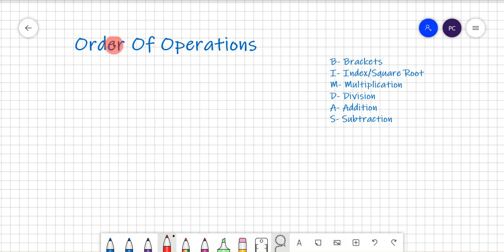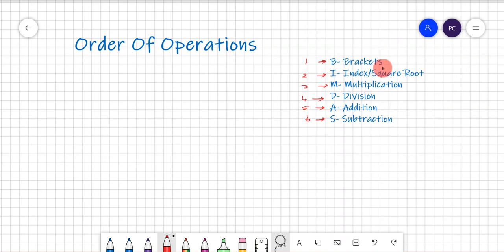So order of operations tells us, when we're doing arithmetic, which operation comes first, second, third and fourth. A way to remember the order is this acronym called BIMDAS, so B-I-M-D-A-S. With this acronym, what's at the top here is done first, this is done second, this is done third, fourth, fifth, and then last. Okay, so this is the order of operations.